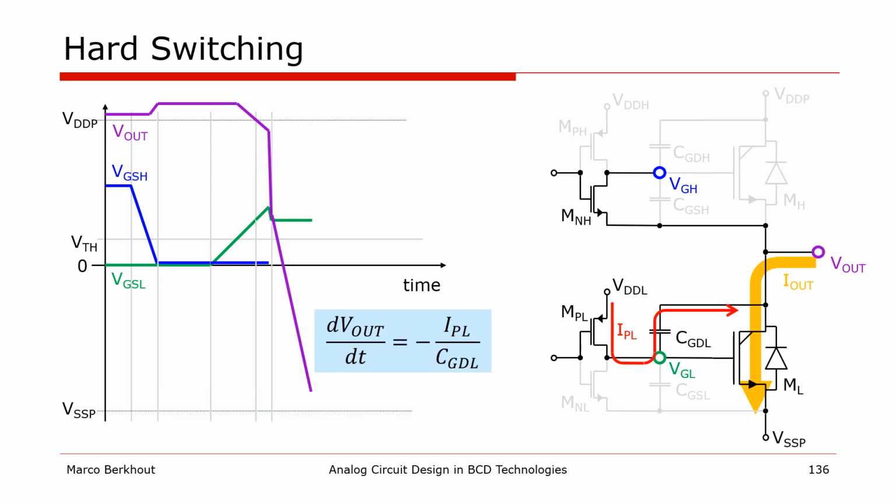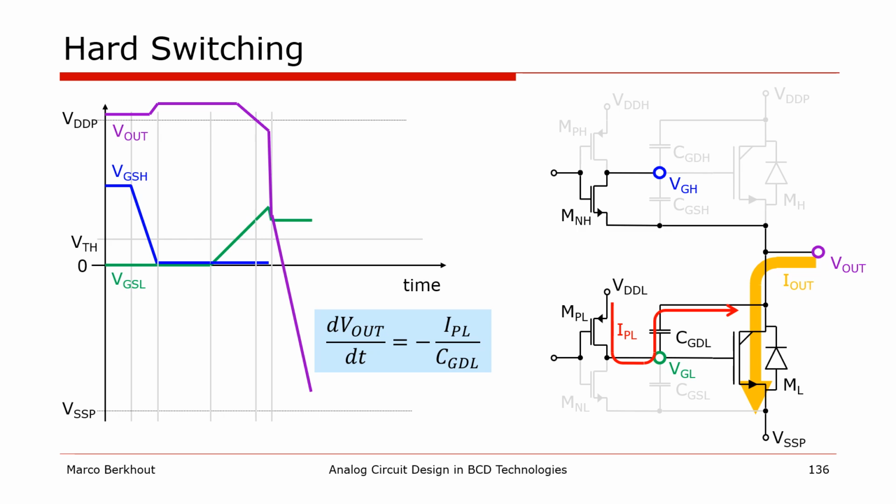Anyway, after the reverse recovery time, the reverse recovery current drops abruptly to zero, leaving only the output current. The gate source voltage of the low side power FET has overshot its target and pulls down the output node at an excessive rate. This causes the gate source voltage to drop until a new steady state is reached, where the slope is determined by the low side charging current and the gate drain capacitance.